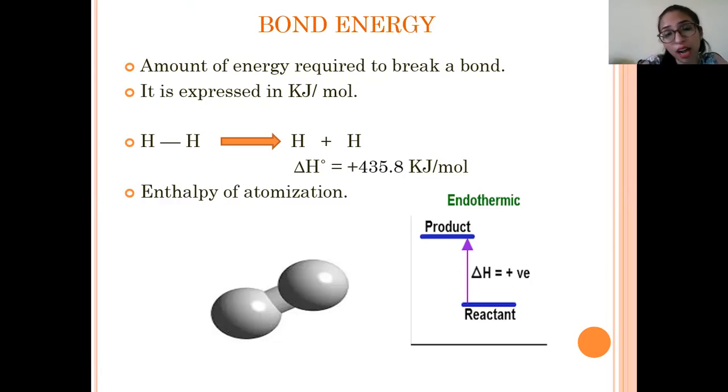You can see when hydrogen and hydrogen join together to make a hydrogen molecule, after that, if I need to break them, I need plus 435.8 kilojoule per mole energy to break down the bond between these atoms. Fine. And we know what is delta H, that is enthalpy. Enthalpy is also all about the energy. Both are same. Enthalpy and energy both are same. This is termed as enthalpy of atomization. Atomization means if I need to break two atoms within the molecule. Okay, you can see this is the endothermic reaction.